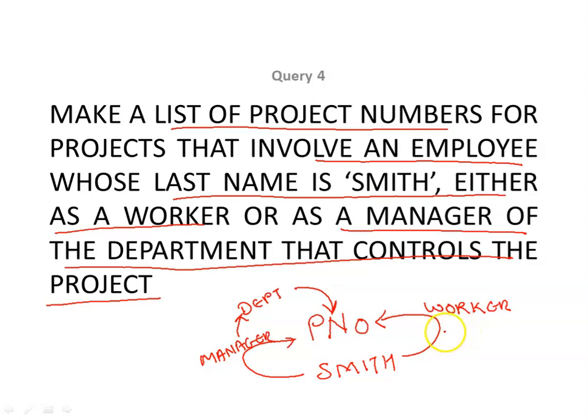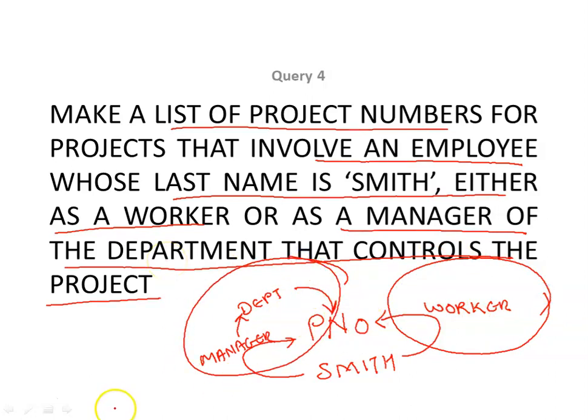So what we'll do is we will deal with the worker part first and then we'll go for the manager part. So basically you have to make a list of project numbers which involve an employee whose last name is Smith working as a simple worker or as a manager of a department that controls that project.